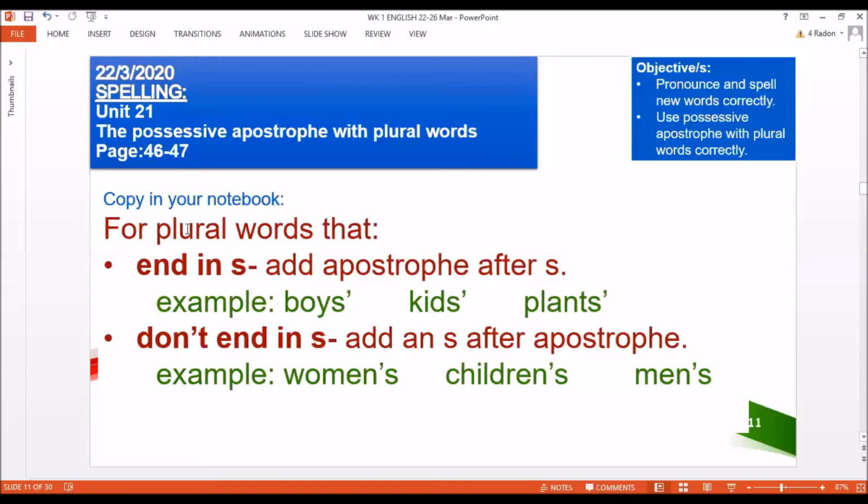Now let's have a recap. For plural words that end in S, add apostrophe after S. Examples, boys apostrophe, kids apostrophe, plants apostrophe. And for plural words that do not end in S, add an S after apostrophe. Examples: women apostrophe S, children apostrophe S, men apostrophe S.